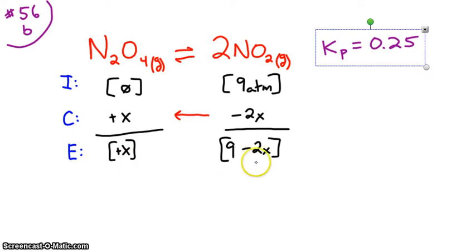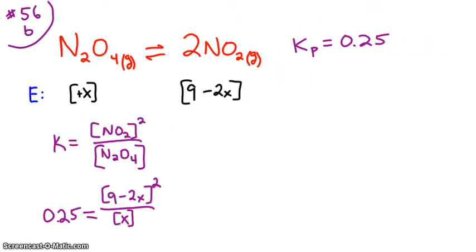Now that we have these two equilibrium concentrations, all we need to do is solve for x, and then we can figure out the exact values. We're going to do that using the equilibrium constant and the equilibrium expression. So writing an equilibrium expression, substituting in the equilibrium constant and the equilibrium concentration values, we now have a math equation that we can solve for x.